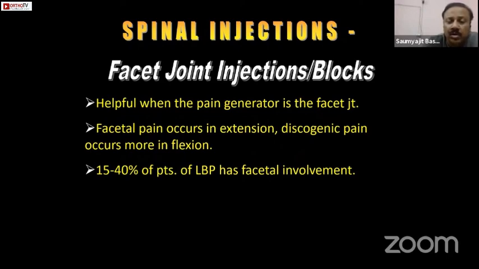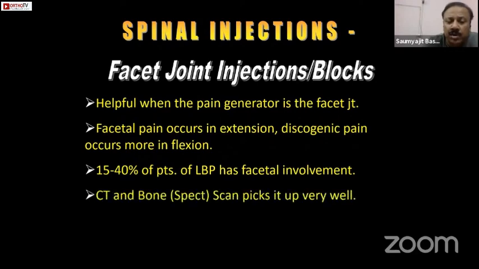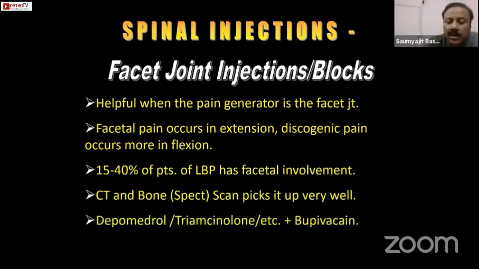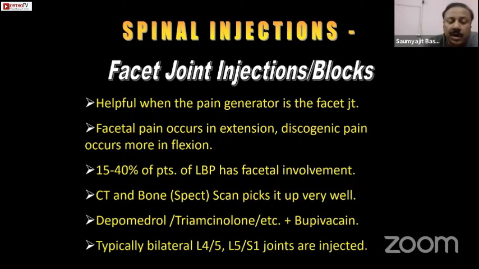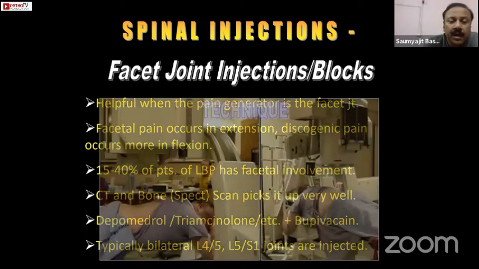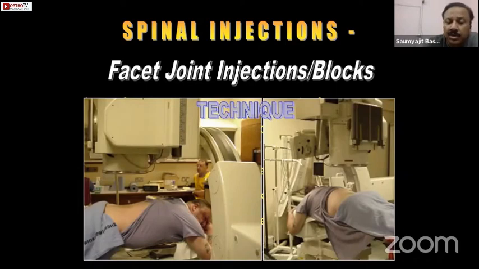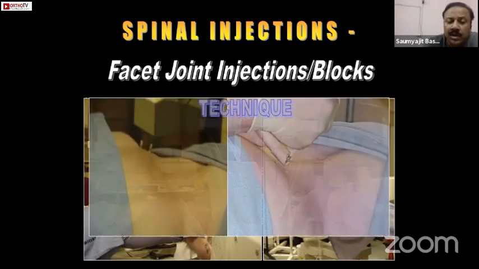They also have additional ligamentous and discogenic back pain incorporated. So it's very difficult to isolate those patients who have only facetal pain. CT and bone scan, especially the SPECT scan, pick it up very well. And these are the standard medications. Typically, bilateral L4-5 and L5-S1 joints are injected. Now, as you know, these are the positions. I will not go into the details of these.